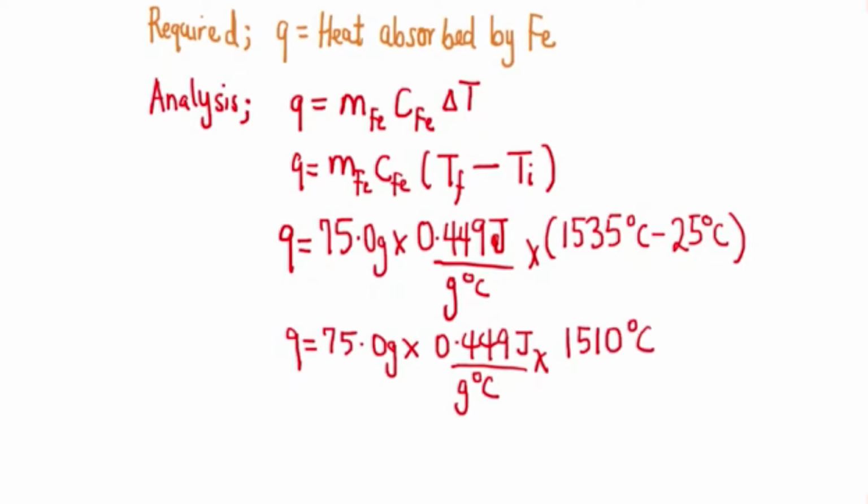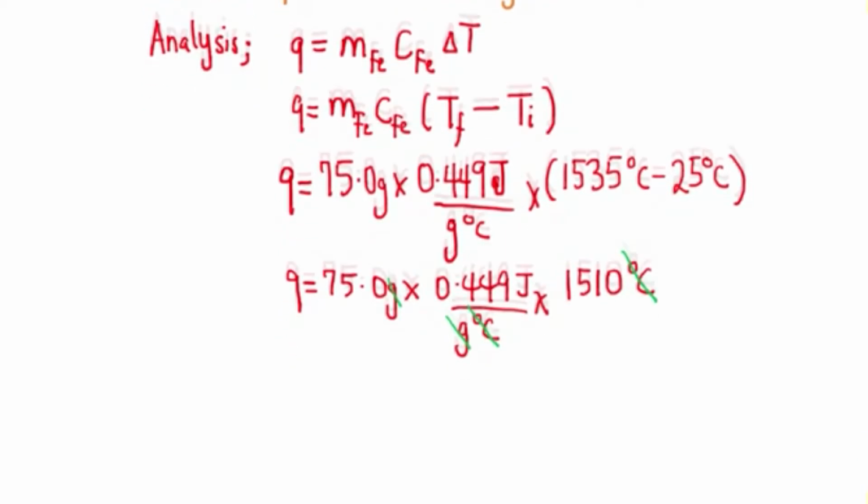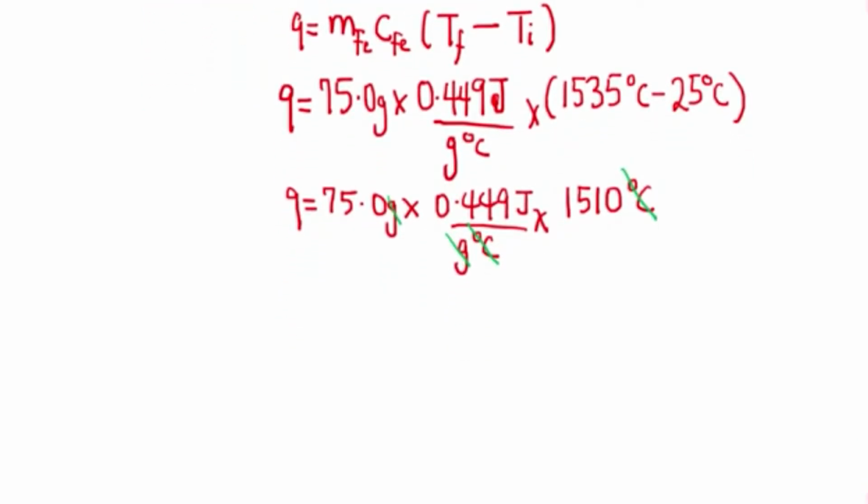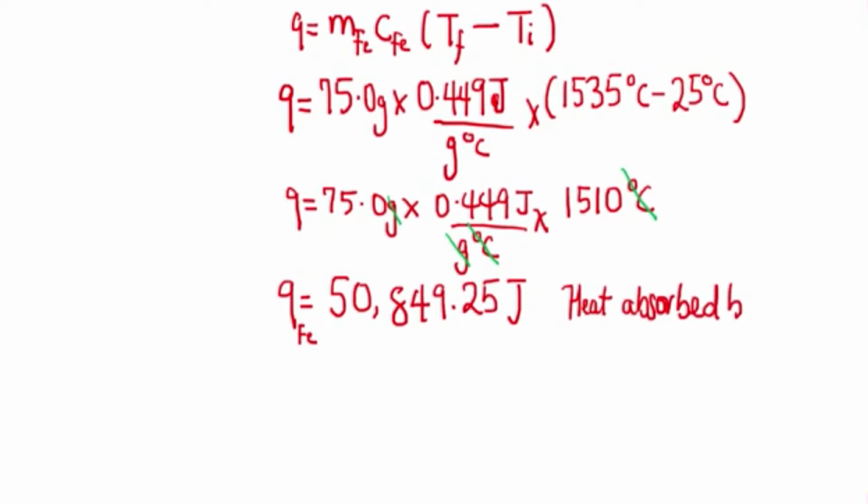Once you cancel out the units, you come up with the multiplication result, which is around 50,849.25 joules, which is the energy absorbed by iron to melt it from normal condition, which is 25 degrees Celsius. That is incredible, that much energy in there.